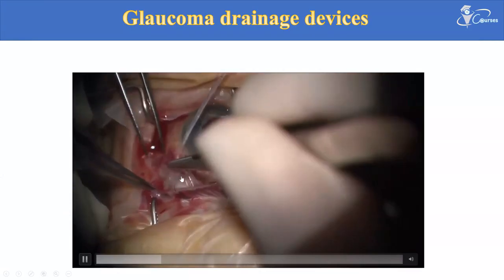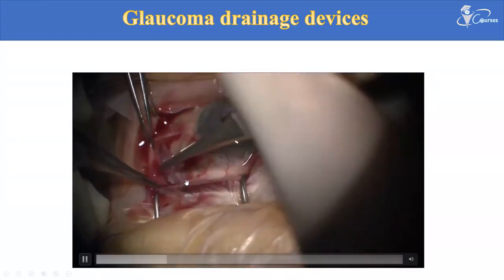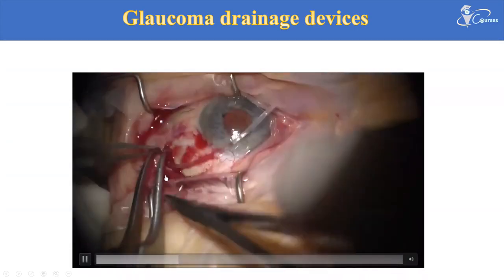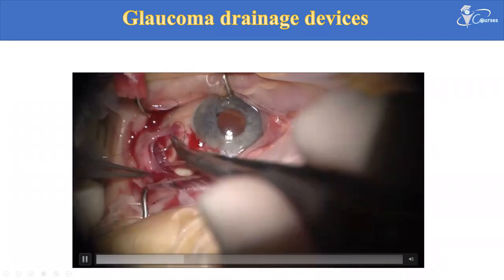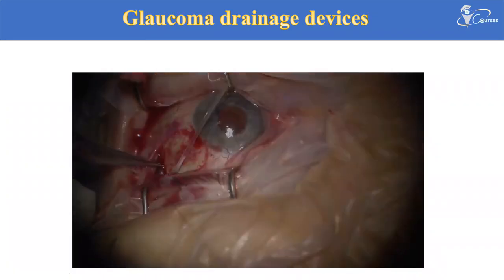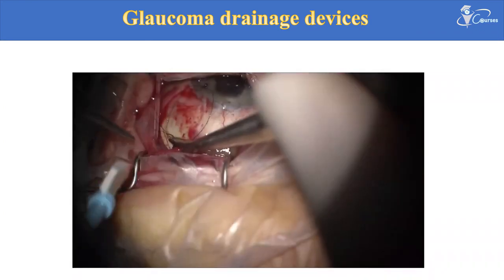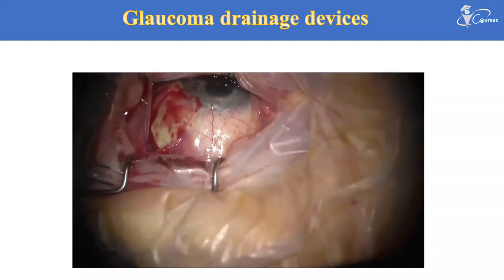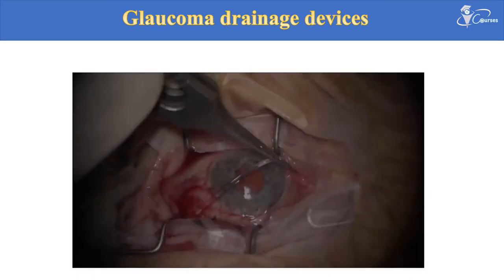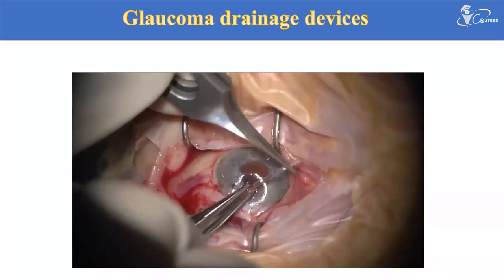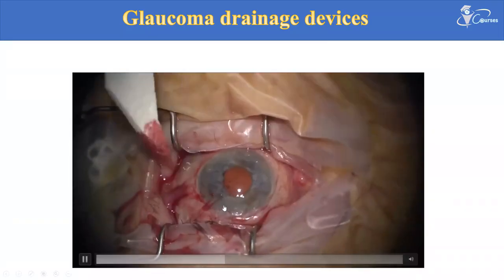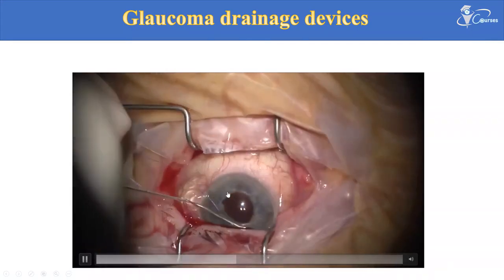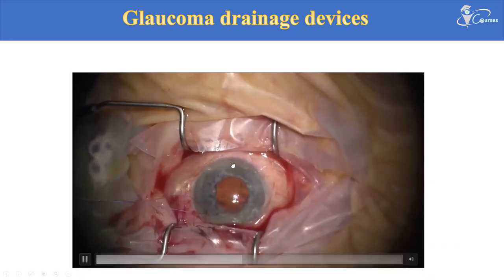Then we place the valve in the superior temporal quadrant. This is the typical location, and we fixate it with a suture. The distance between the valve and the limbus should be 8 millimeters. By the way, this is the Ahmed valve. The tube here, we are placing it, cutting the excess tube, and then doing a paracentesis and injection of viscoelastic.